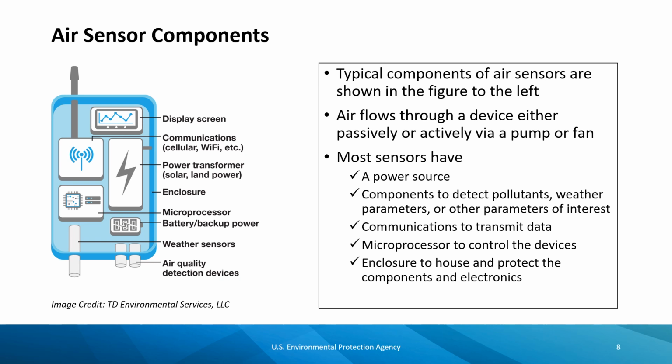For the remaining background information, we will walk through common components and types of air sensors. The diagram on this slide shows the typical components of air sensors. Normally, air flows through the sensors either passively or actively with a pump or fan. Most sensors have a power source, components to detect pollutants or measure other parameters such as weather, communications to transmit data, a microprocessor that controls the device, and an enclosure to house the sensor and protect its components and electronics. Note that this is a simplified graphic and the components may vary from one sensor to another.